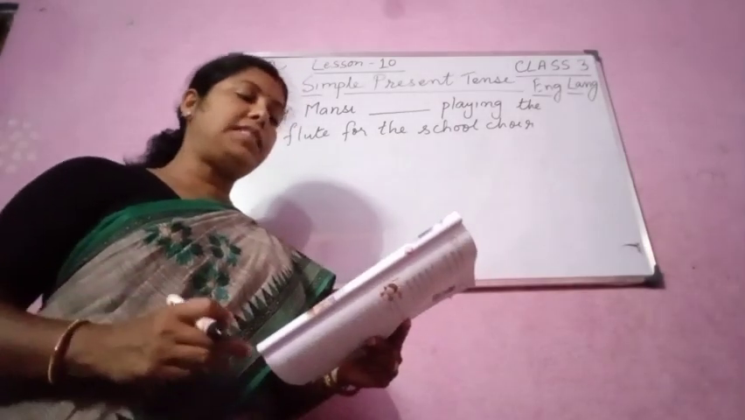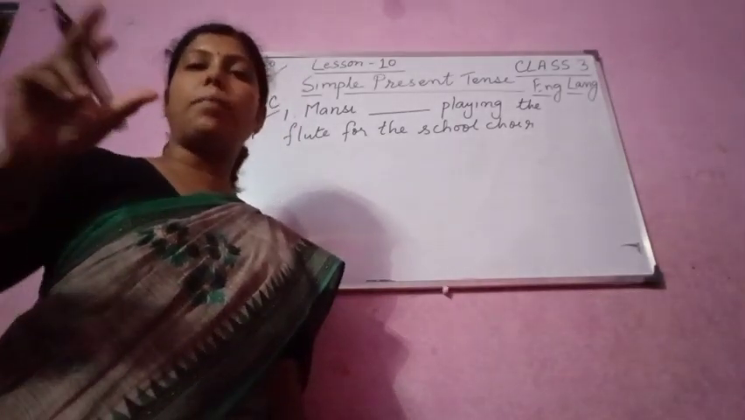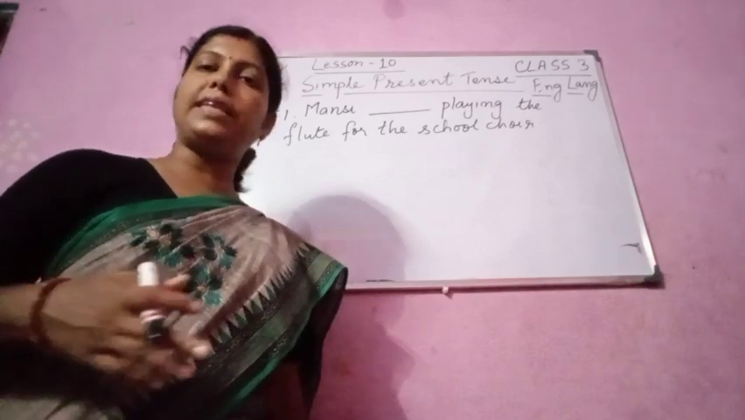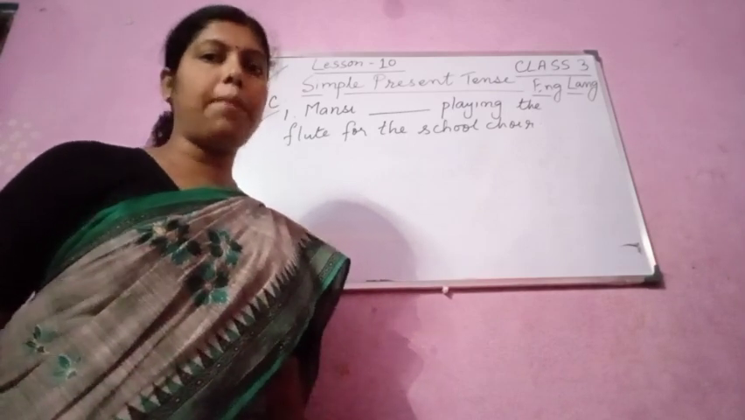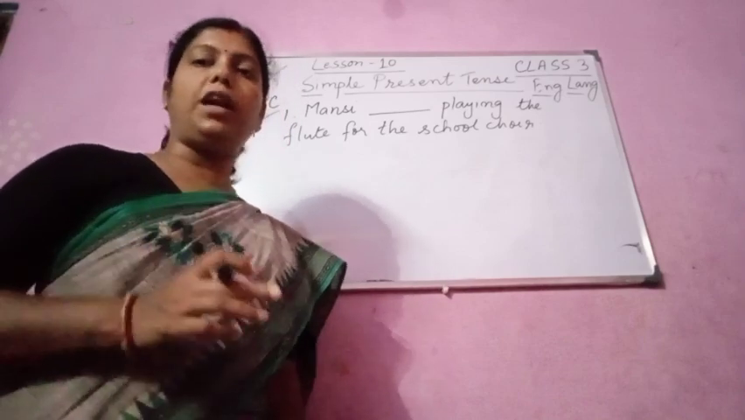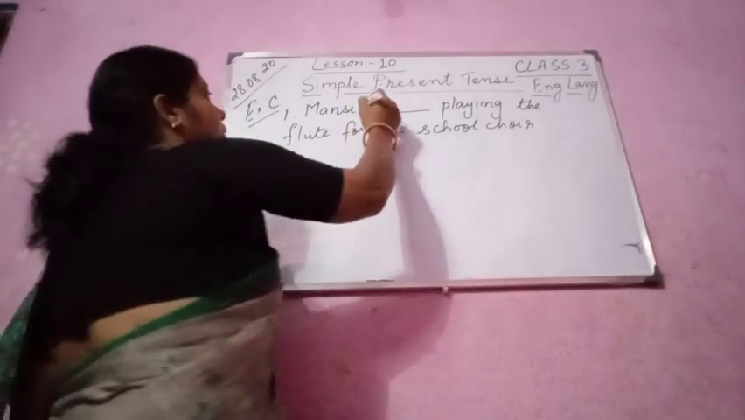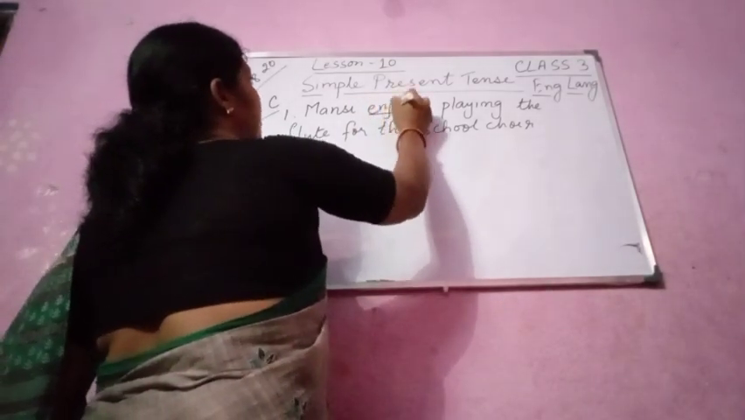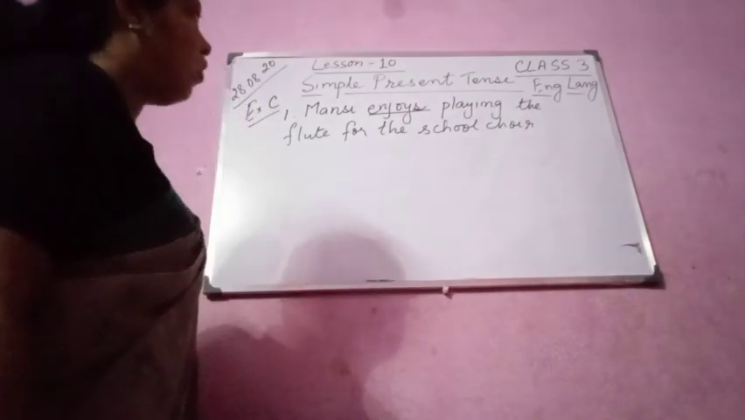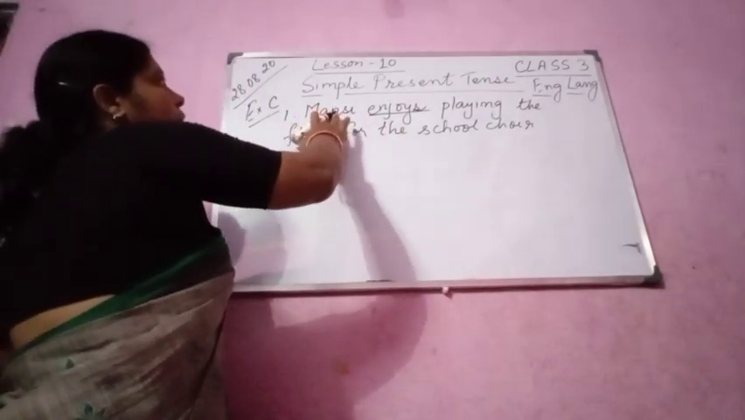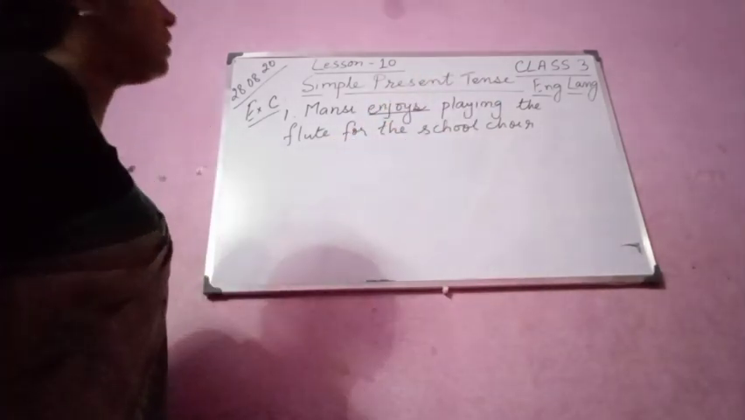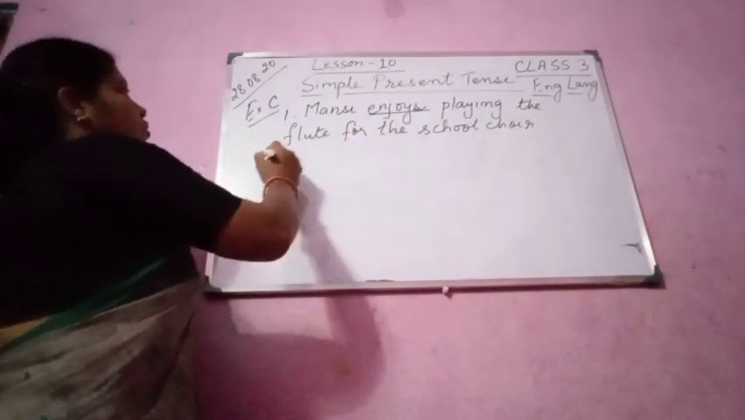Okay. Mansi, the base form, the verb is given here, that is enjoy. So Mansi is third person. Okay, Mansi is third person. With third person what do we use? With third person, along with the verb enjoy, we will add S. Mansi enjoys. Okay, see, subject plus base form plus rest of the sentence. Mansi enjoys playing the flute for the school choir.